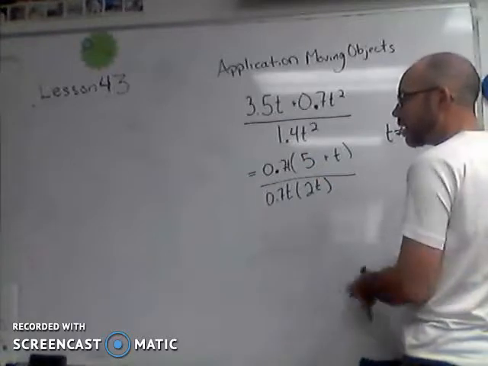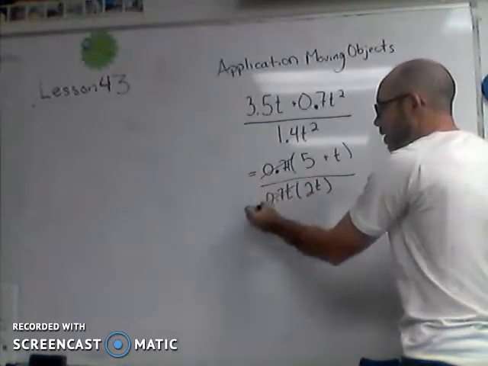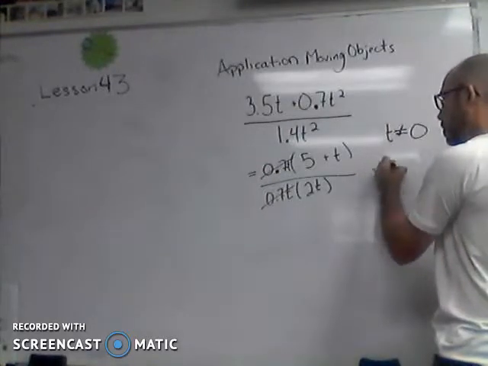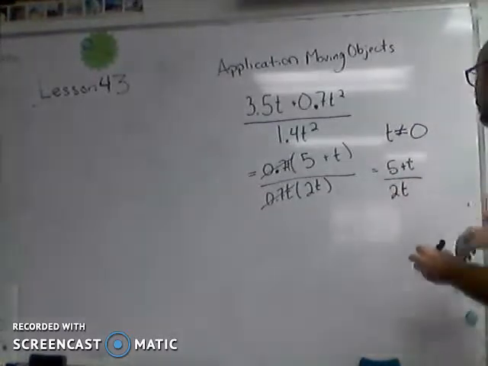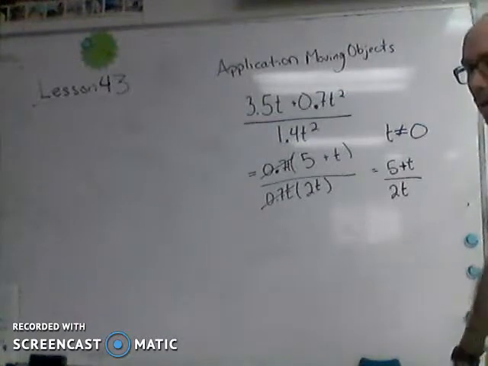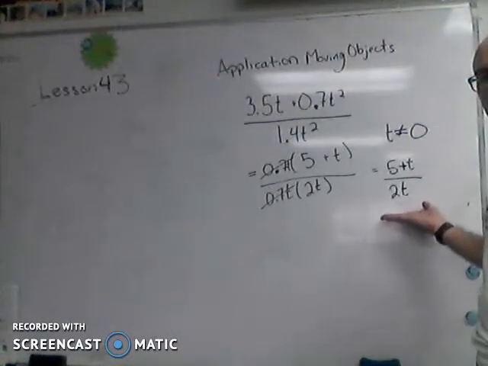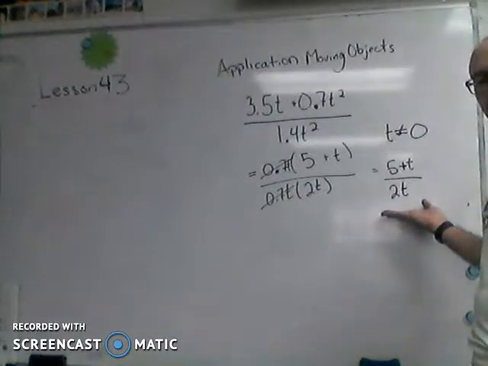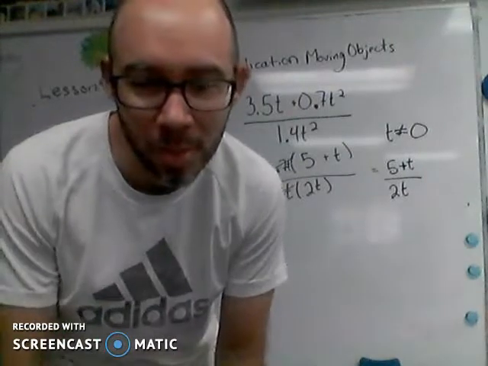Okay, if I want to simplify this down to a simpler equation without squaring stuff, I can just cancel these out and be left with the expression 5 plus t over 2t. And I can't do anything else with that, so I stop. And there you go. There would be your expression. It's still true here that if t equals 0, this expression is undefined. 5 plus 0 is 5, but 2 times 0 is 0. And so the problem makes absolutely no sense when time equals 0.